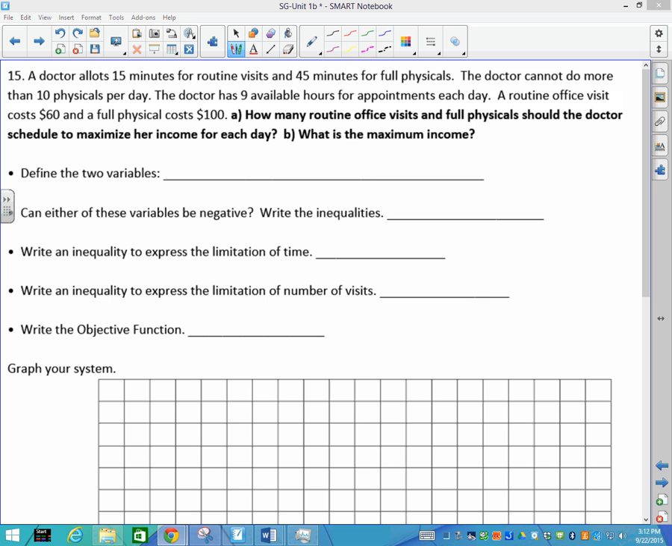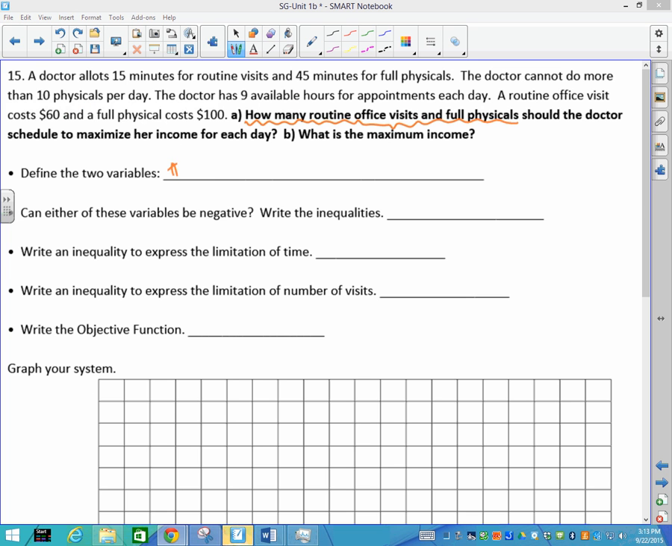Okay, so a doctor allots 15 minutes for routine visits, 45 minutes for physicals. I'm not going to read that because y'all have already read this. So the first problem says to define the two variables. If you're defining the variables, y'all, you need to see what it is asking, because the variables generally are going to help you answer the question. So how many routine office visits and full physicals should the doctor schedule to maximize her income for each day?